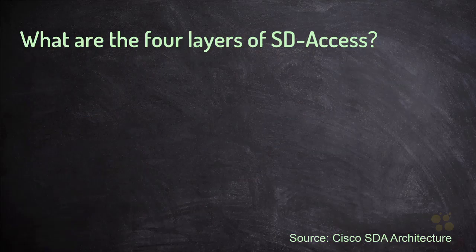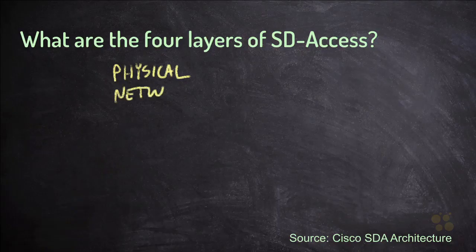Next up, what are the 4 layers of SD-Access? Well, just like with the OSI model, we start with the physical layer. Physical layer, this is where all of our hardware lives because, again, we have to build a software-defined network on actual hardware. Next, we have the network layer. The network layer consists of both the underlay and the overlay.